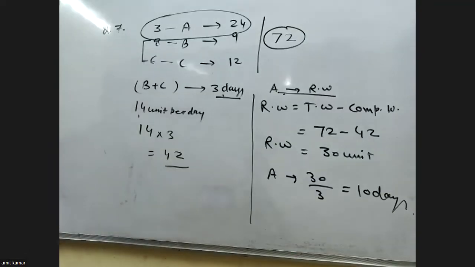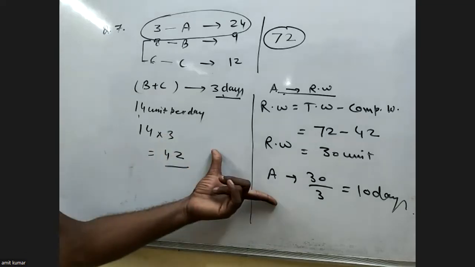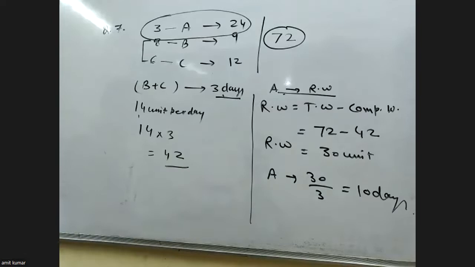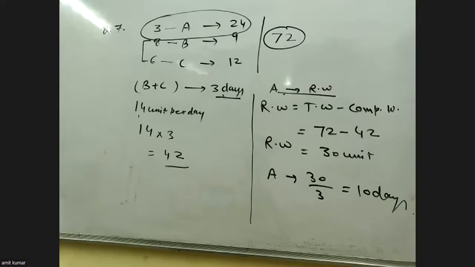Is it clear? So if it is asked, the whole work is completed in how many days? 3 plus 10. The whole work was completed in 13 days. Is it clear? Sir, why did you divide 30 by 3? Because A is making 3 units per day and he has to make 30 units.